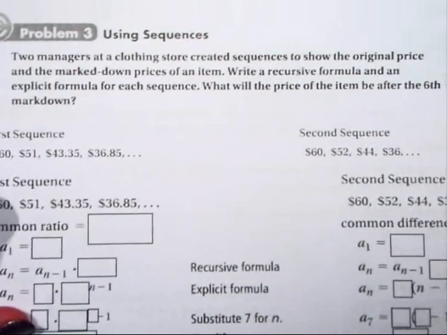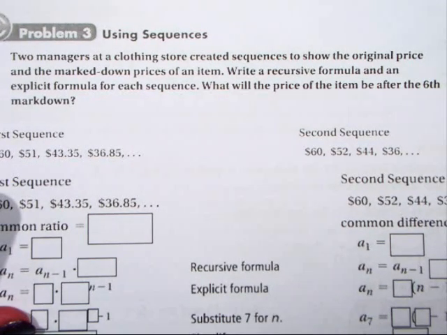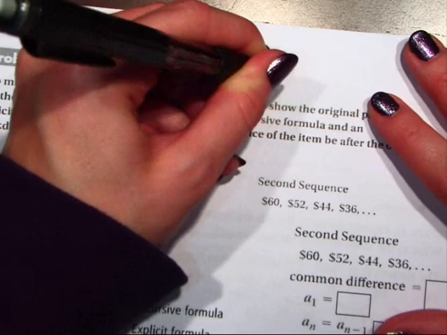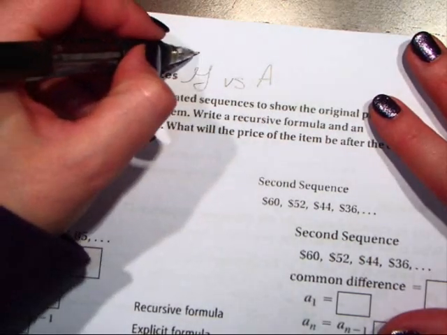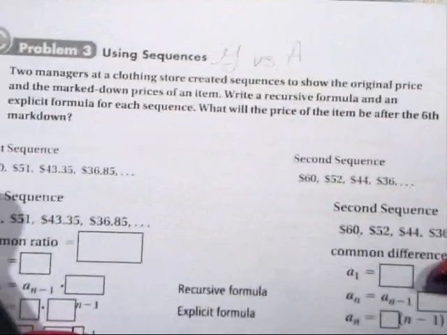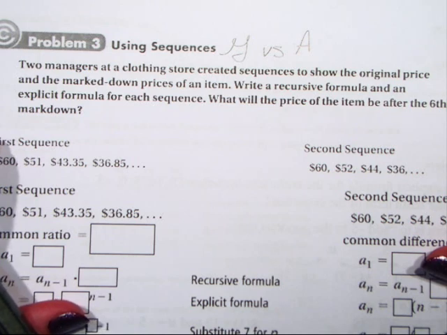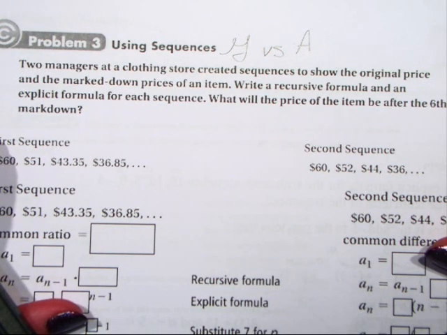Now back to today, using sequences. And what we're going to look at is 2 types of sequences. We're going to look at geometric versus arithmetic. We're looking at 9th grade versus 8th grade. 2 managers at a clothing store created sequences to show the original price and the markdown prices of an item. Write a recursive formula and an explicit formula for each sequence. What will the price of the item be after the 6th markdown?